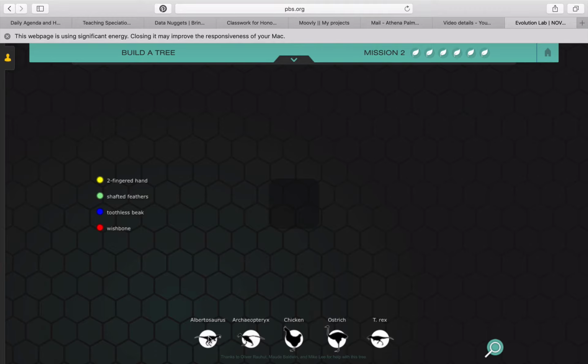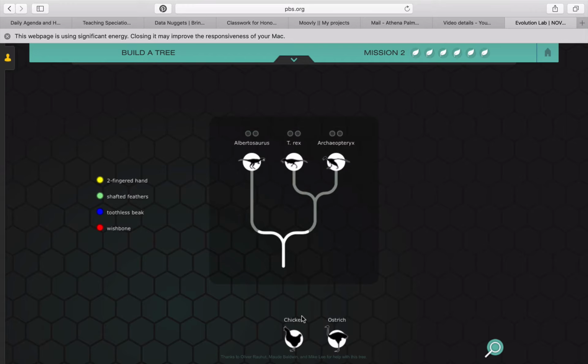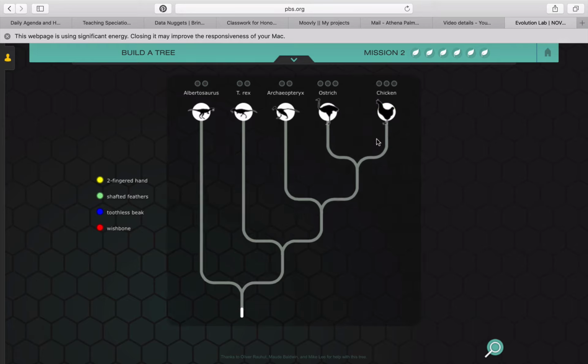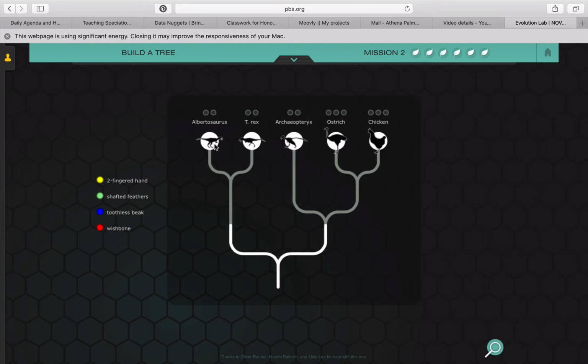Then we have a T-Rex and an Albertosaurus. It's hard to determine who my outgroup is unless I actually look in more detail. So I'm going to say Albertosaurus, followed by T-Rex, Archaeopteryx, ostrich, and chicken. If you use a magnifying glass, you might come to the same conclusions. Looking at this, I'm going to say that these two, because they look so similar through morphology, are probably more closely related, so I'm going to group them together like that.